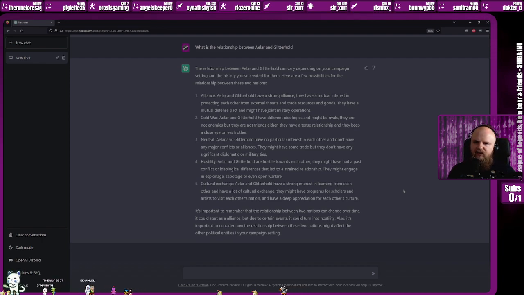Cold War. Alar and Glitterhold have different ideologies and might be rivals. They are not enemies, but they are not friends either. They have a tense relationship and they keep a close eye on each other. Neutral. Alar and Glitterhold have no particular interest in each other and don't have any major conflicts or alliances. They might have some trade, but they don't have any significant diplomatic or military ties.